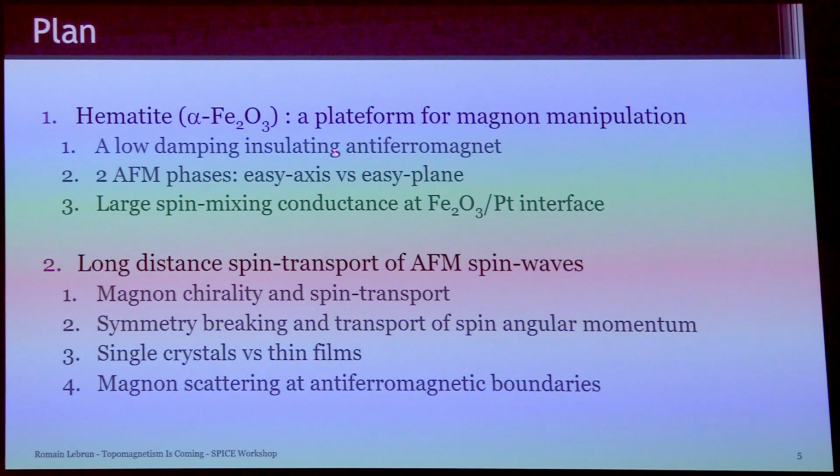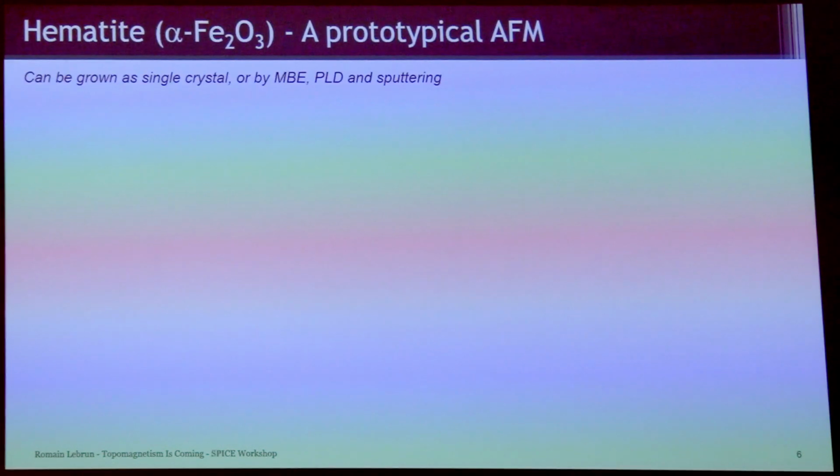But what we have been doing using this insulating antiferromagnet is studying magnon spin transport using electrical excitation and detection schemes. We have been trying to understand the role of magnon chiralities in the spin transport properties that we have been measuring, the role of symmetry breaking, and lastly, and I will come back to that at the end, how important it is to have large magnetic domains if you want to propagate spin waves efficiently in an antiferromagnet. So hematite, why is it a prototypical antiferromagnet?